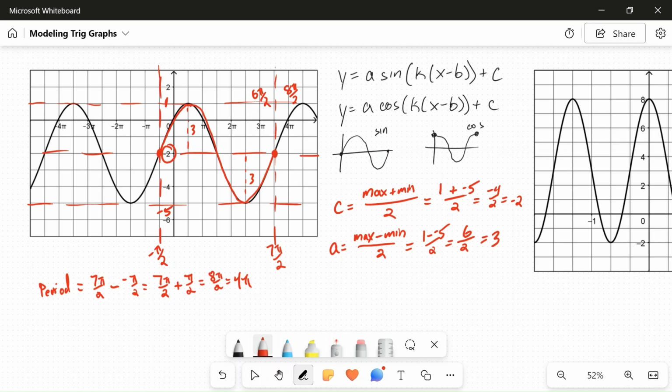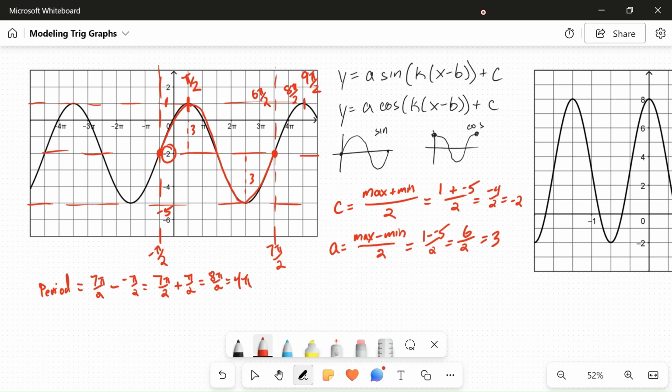Another way that we could do that is if you look at two maximums or two minimums. For example, one maximum occurs at pi over 2, and another one is going to occur out here at 9 pi over 2. So how far is it from pi over 2 to 9 pi over 2? That would be 8 pi over 2, which again is just 4 pi. So it's the same thing.